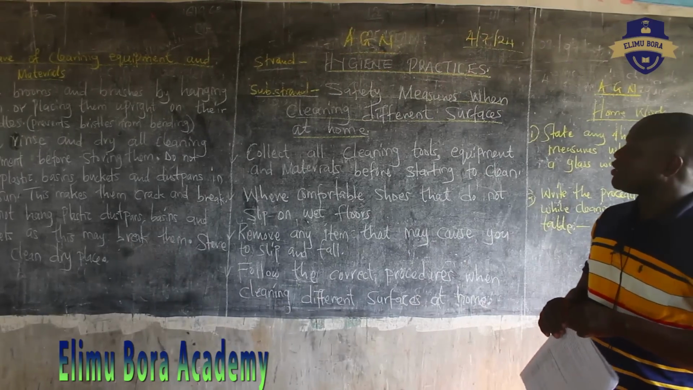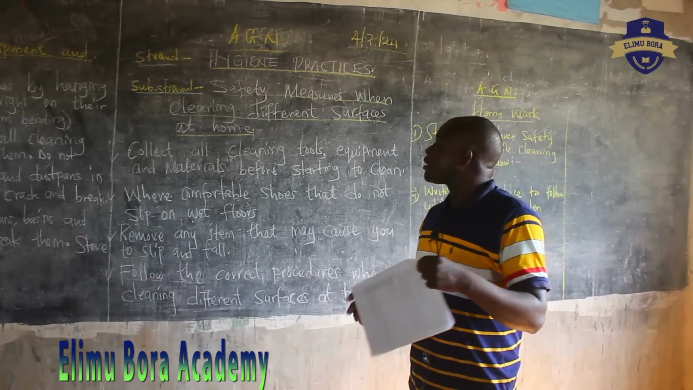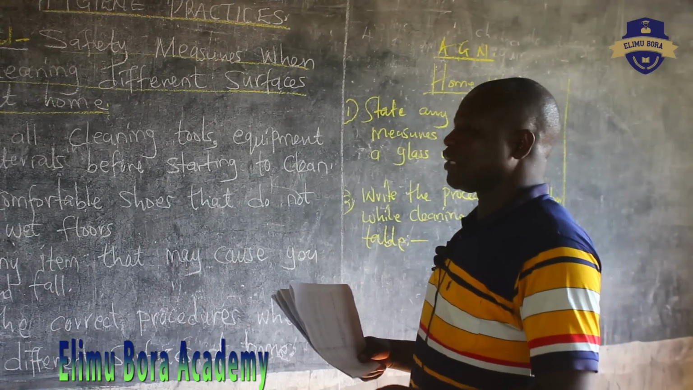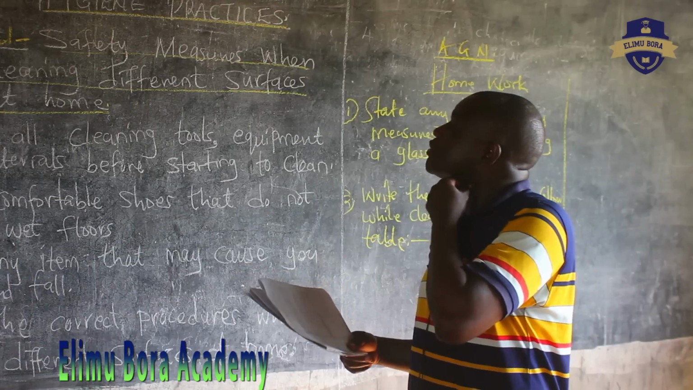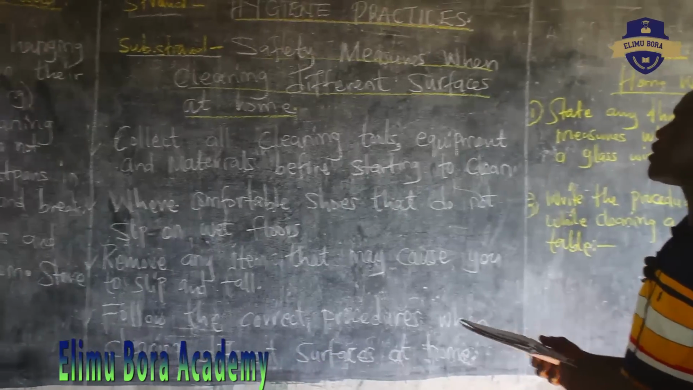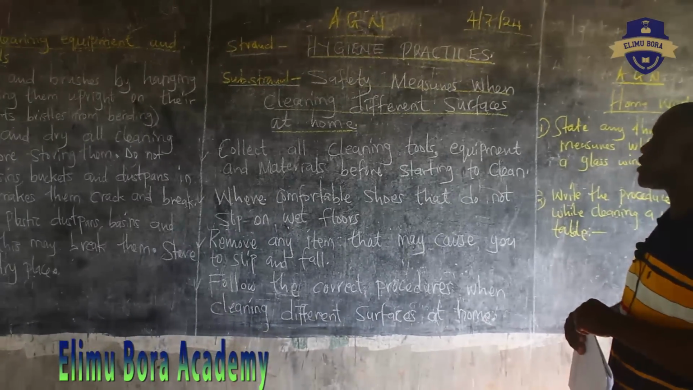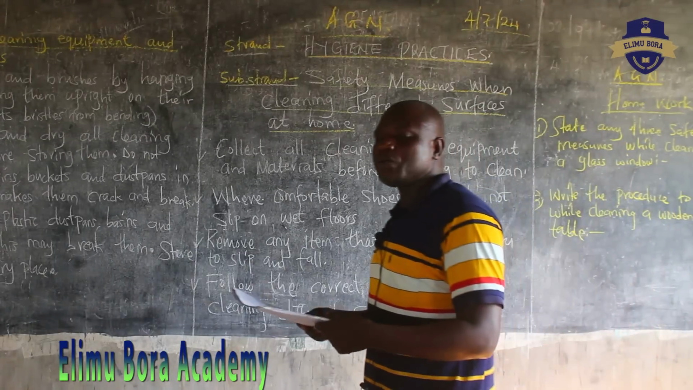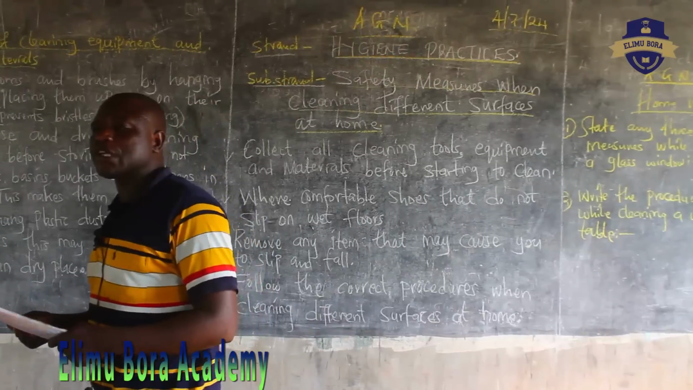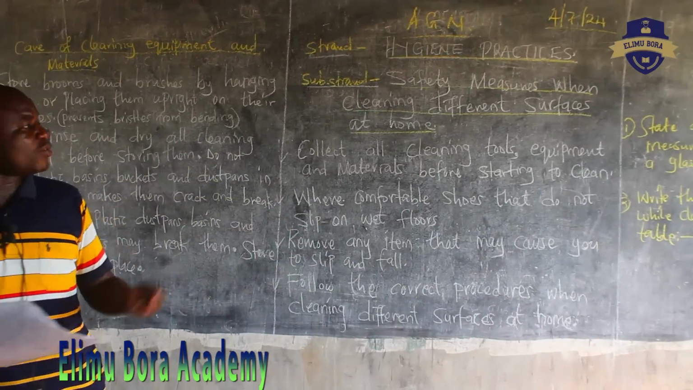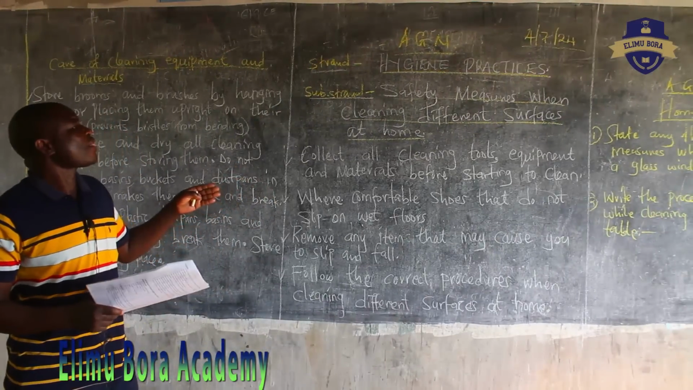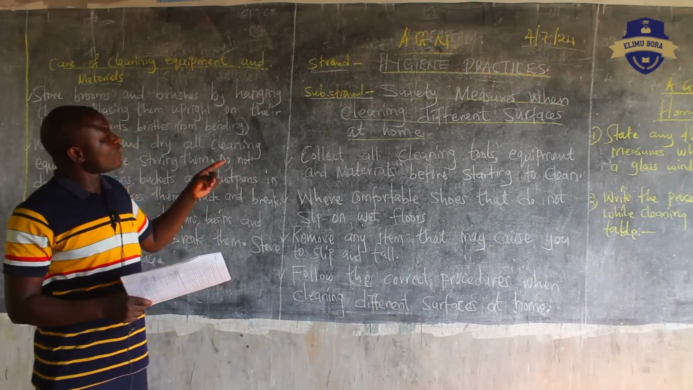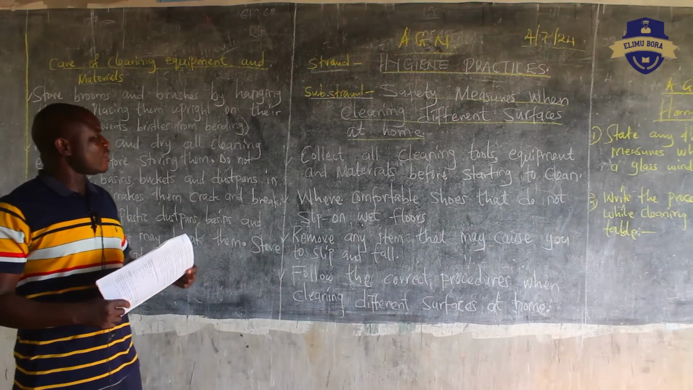So, today we are still looking at hygiene practices. That is the strand that we are still looking at. Under the strand, the sub-strand, we are looking at safety measures when cleaning different surfaces at home. Remember yesterday we looked at how to clean a wooden table. There are measures you put into consideration as you are doing that cleaning, and that is what we are going to look at today: safety measures when cleaning different surfaces at home.